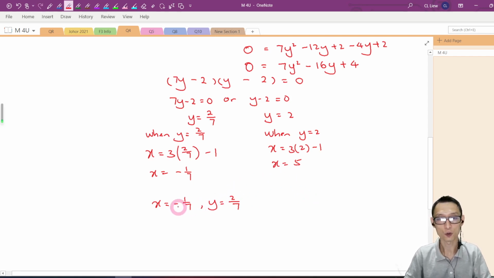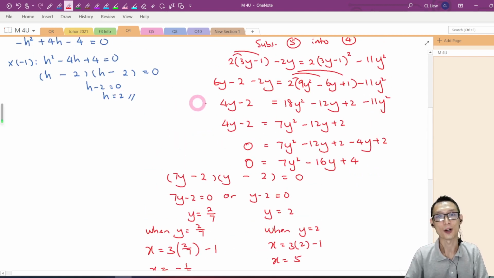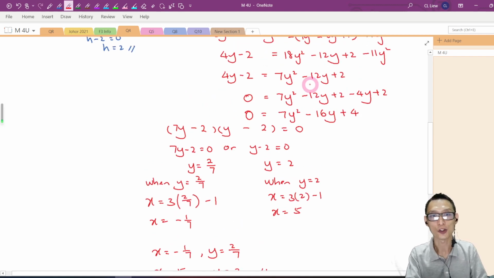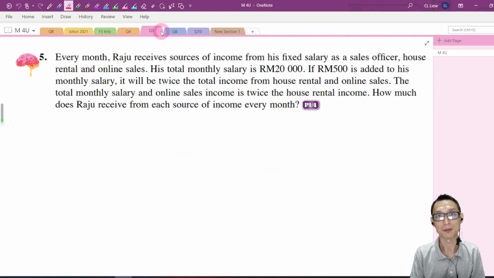So actually we have two pair of solution here, and another pair of solution is already given by the questions. X is equal to 5, y is equal to 2. Okay, and h is equal to 2 as well. So that's this way how do we solve this question. Next, let's look at question number 5.